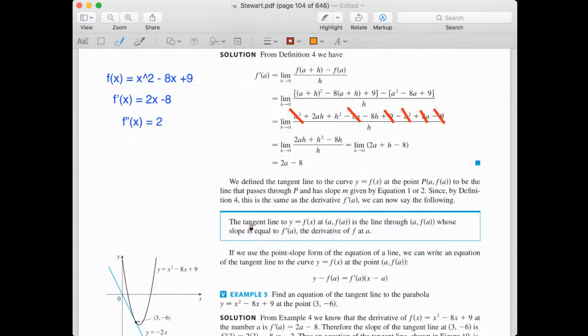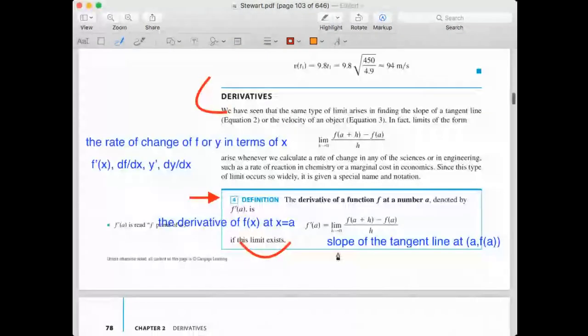Okay, let's see the conclusion. The tangent line to y equals f of x at the point a, f of a is the line through the point a, f of a whose slope is equal to f prime of a, the derivative of f at a. Okay, this is exactly repeating the definition.